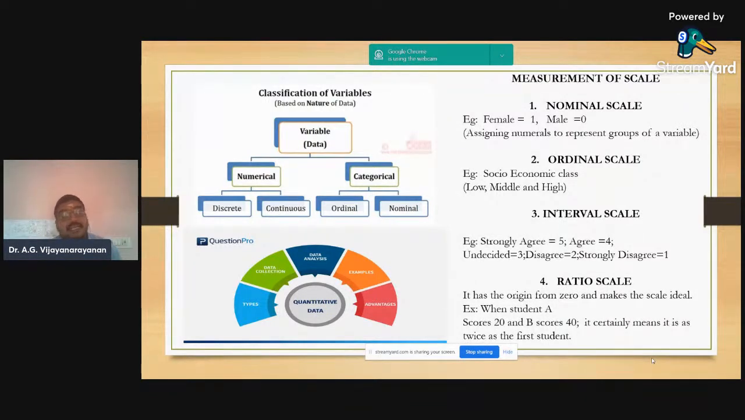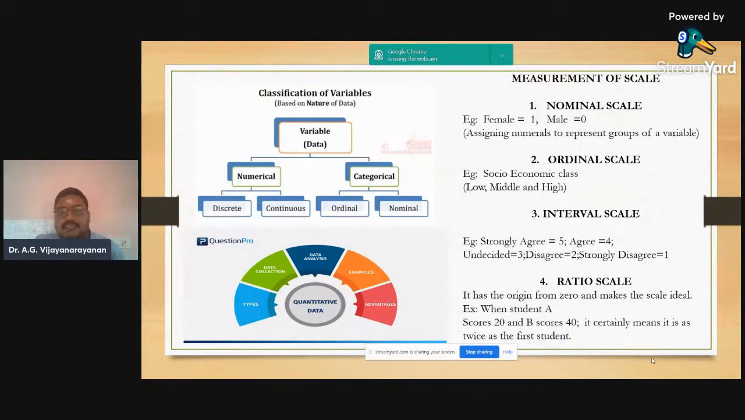Look at the next one, interval scale. In interval scale, we know this most important kind of a scale: 5-point Likert scale, Rensis Likert scale, right? Strongly agree, agree, neutral or undecided, disagree, and strongly disagree. For strongly agree, we give value as 5 because the top positive should always have the highest value. Again, people do it. They give 1 for strongly agree. No, it is wrong. For strongly agree, it is 5, agree 4, undecided 3, disagree 2, strongly disagree 1.